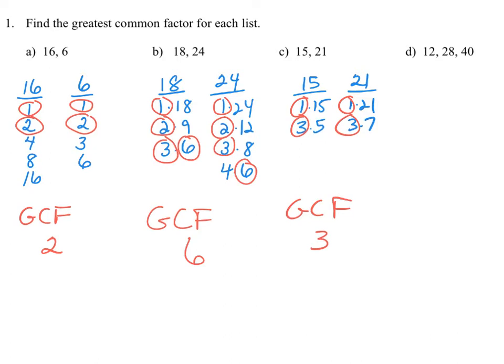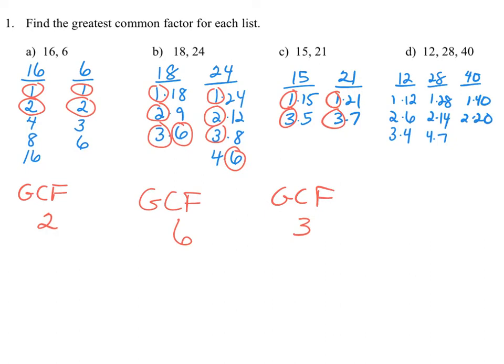In example D, the numbers are 12, 28, and 40. The factors of 12 are 1 times 12, 2 times 6, and 3 times 4. The factors of 28 are 1 times 28, 2 times 14, and 4 times 7. The factors of 40 are 1 times 40, 2 times 20, 4 times 10, and 5 times 8.